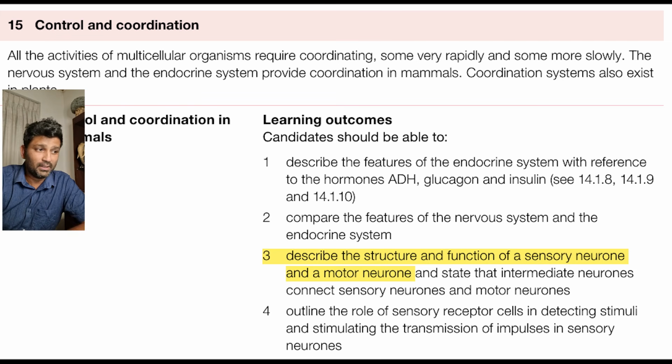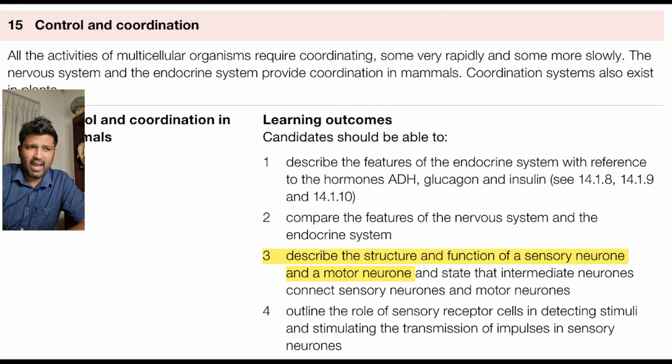Moving even further to the coordination lesson. Now, there had been a mixture of questions from coordination. Even in the 2025 papers, there was a nice balance between both plant coordination and animal or human coordination as well.